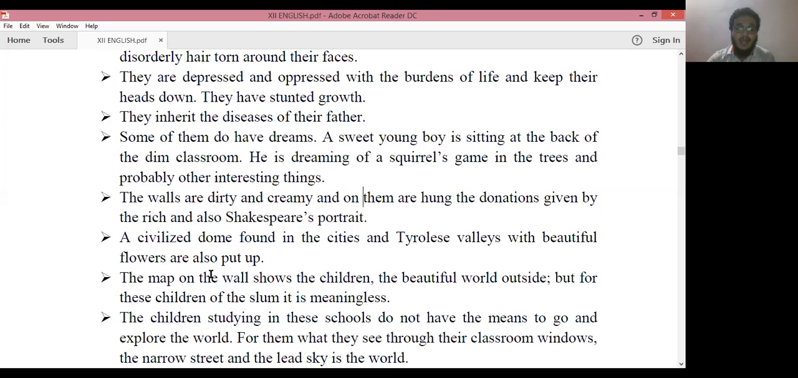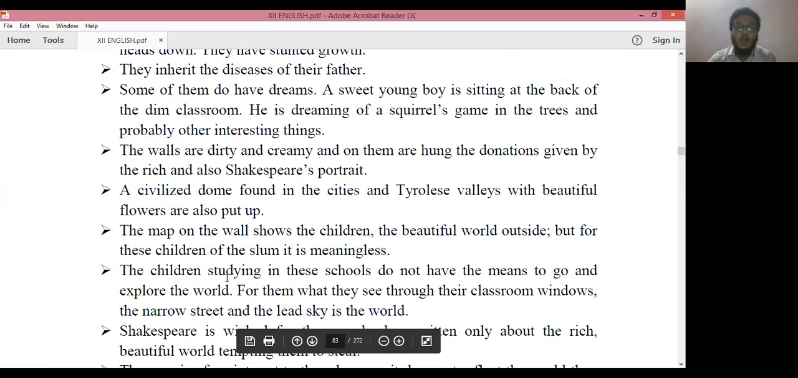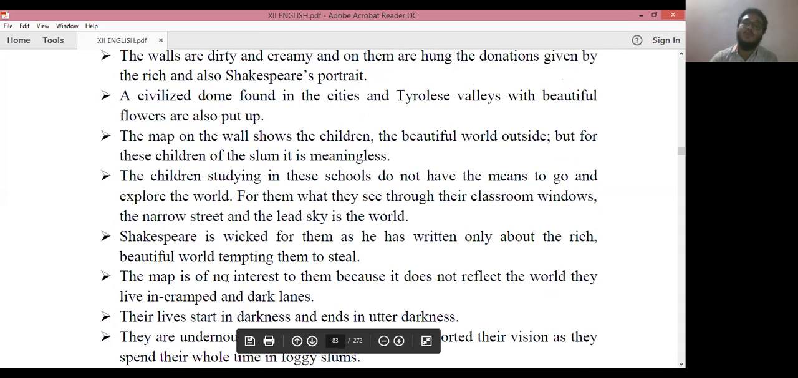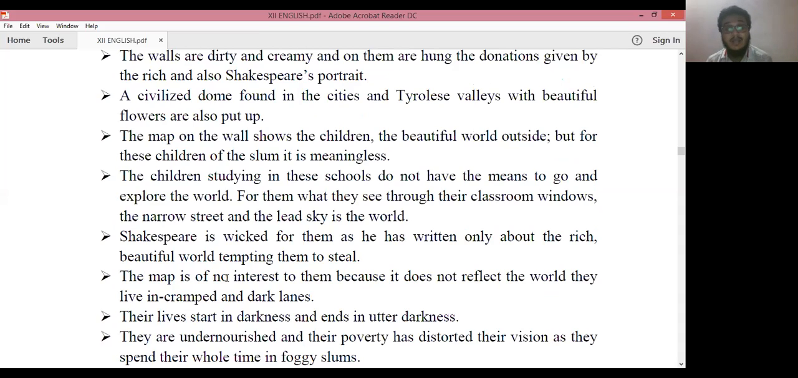The children studying in this school do not have the means to go and explore the world. Yes, students, try to understand the line. It's talking about the second stanza of the poem. What are the lines talking about here? The children studying in these schools do not have the means to go. The means refers to money, things, source of material, the food, or whatever source we get to go further in our life to explore the world. They don't have that means, that source.